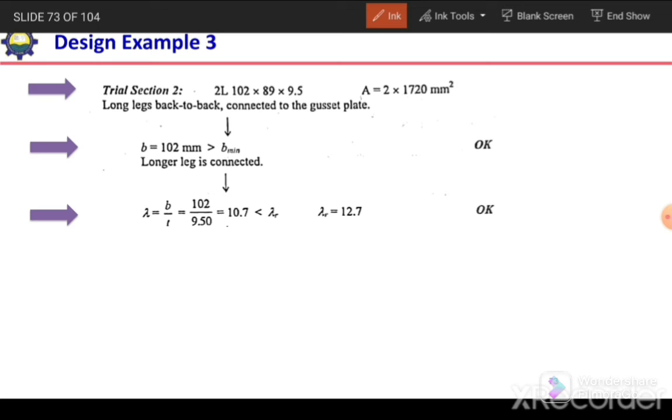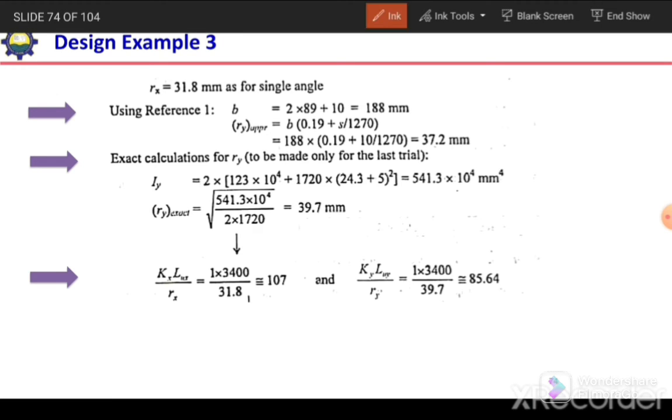So first, b, which is the connected leg dimension 102, should be more than b minimum, and it is okay because b minimum is 54, so 102 is more than 54, it is okay. Now we need to perform the local instability check, b over t. Again, the longer leg is 102, so 102 divided by the thickness gives 10.7, which should be less than lambda r, which is 12.7. So 10.7 is less than 12.7, so it is okay.